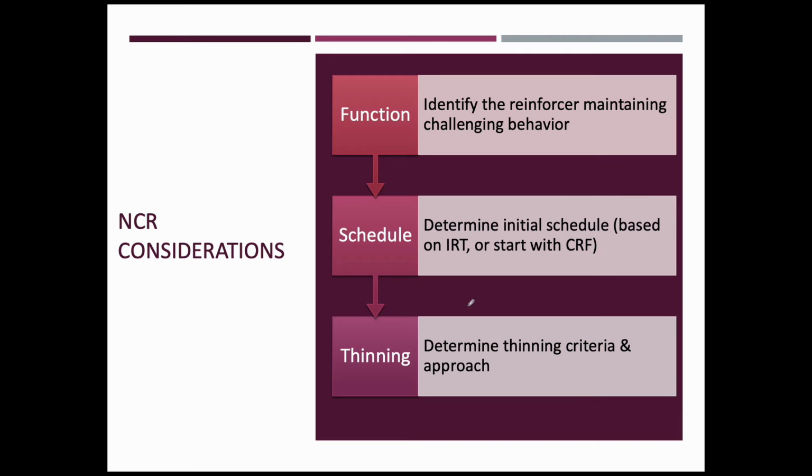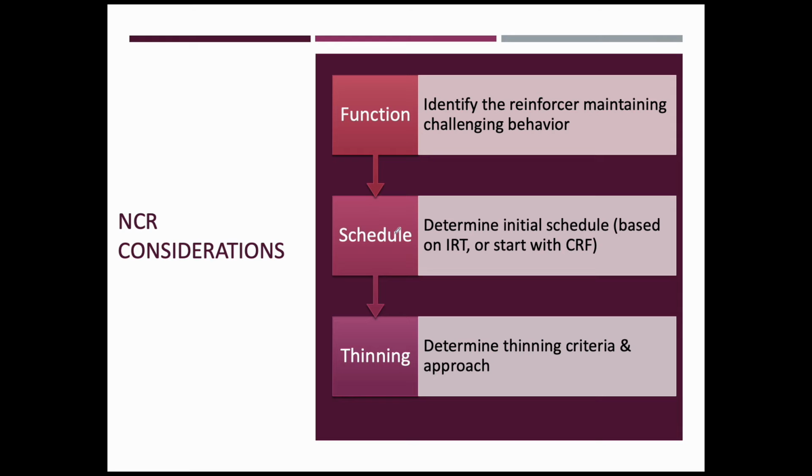Then we need to thin the schedule of reinforcement. We need to get that reinforcer from being available 100% of the time to being available intermittently based on a schedule. Every 30 seconds, every 1 minute, every 5 minutes, maybe variable every 10 minutes. So that's sort of the goal.